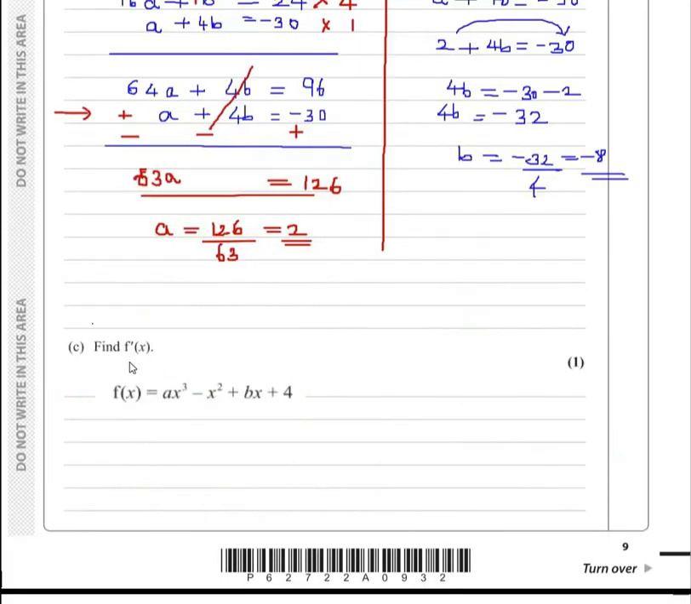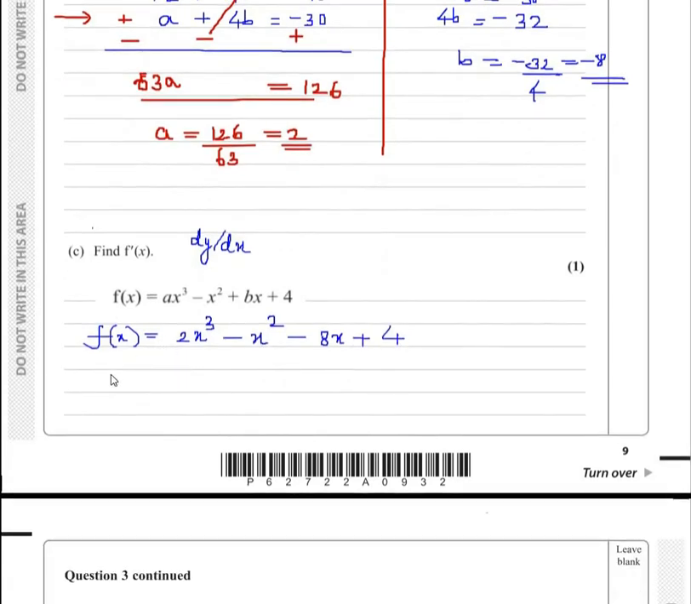Now part c says in the question, we have to find f dash of x. f dash of x is nothing but dy by dx, so we have to differentiate f of x once. The f of x in the question was given as f of x equal to ax cubed minus x squared plus bx plus 4. The first step is we are going to substitute the values of a and b which we got in part b. So a we had got as 2, so it becomes 2x cubed minus x squared, and b we had got as negative 13, so it becomes negative 13x plus 4.